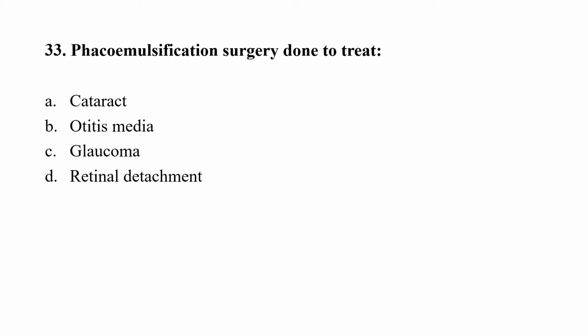Question number 33. Phacoemulsification surgery is done to treat option A, cataract; option B, otitis media; option C, glaucoma; option D, retinal detachment. The correct option here is option A, that is cataract. Phacoemulsification is the modern cataract surgery.